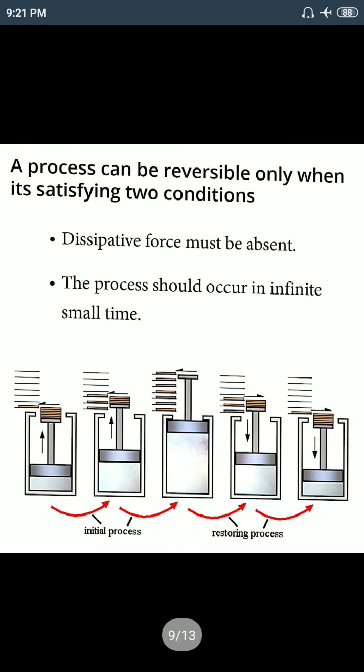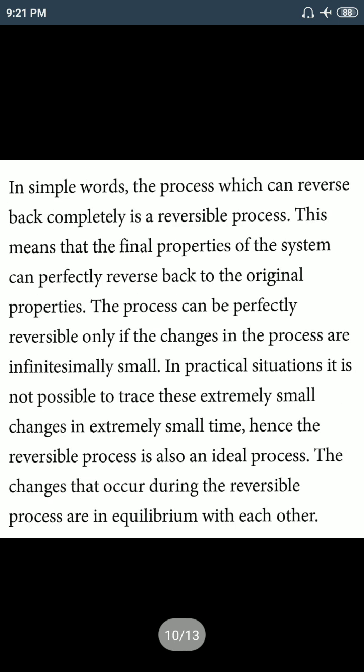So a process can be reversible if there are conditions. You see the diagram, the initial process and the restoring process. First, dissipative force must be absent, and the process should occur in an infinitesimally small time. These are the two conditions to satisfy for a process to be reversible. Clear? Okay. So in simple words, the process which can be reversed back completely is a reversible process.